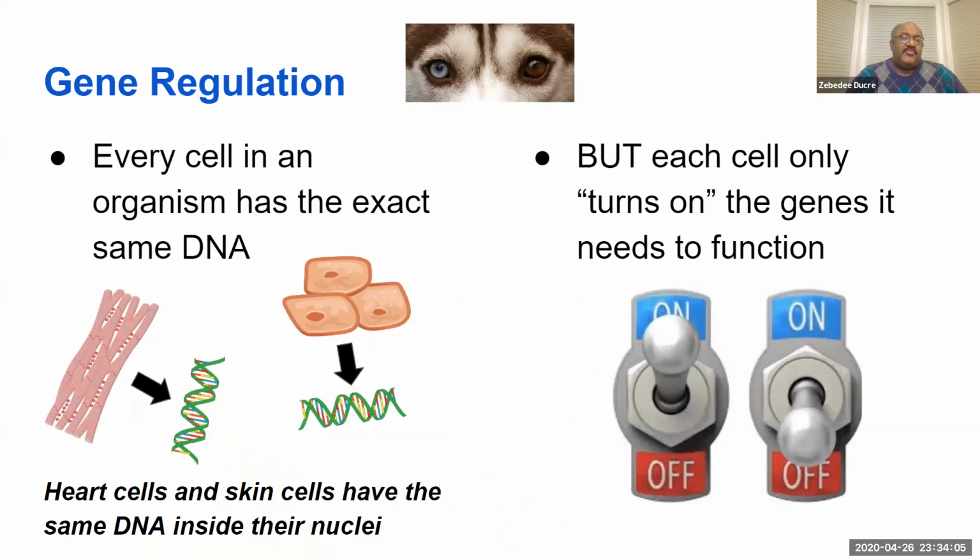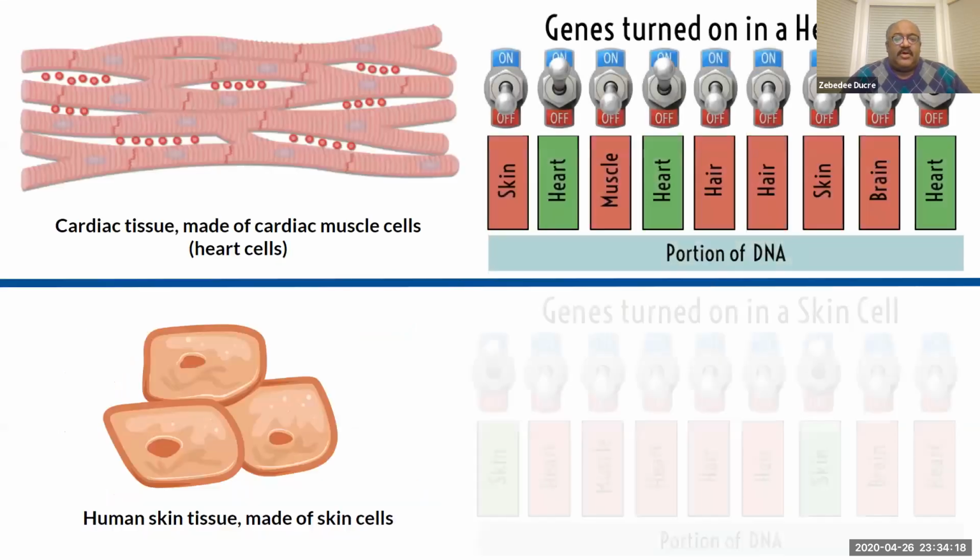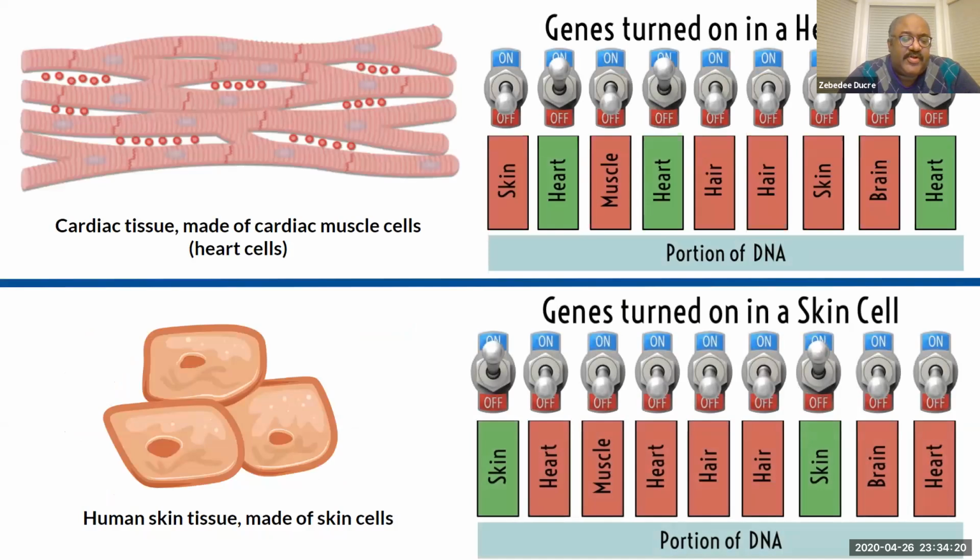Okay, gene regulation. Every cell in an organism has the exact same DNA, but each cell only turns on the genes it needs to function. And here's just an example of the difference between human skin tissue and your cardiac muscle cells. The genes turn the heart cells on to form muscle cells, as opposed to what skin cells would be needed.